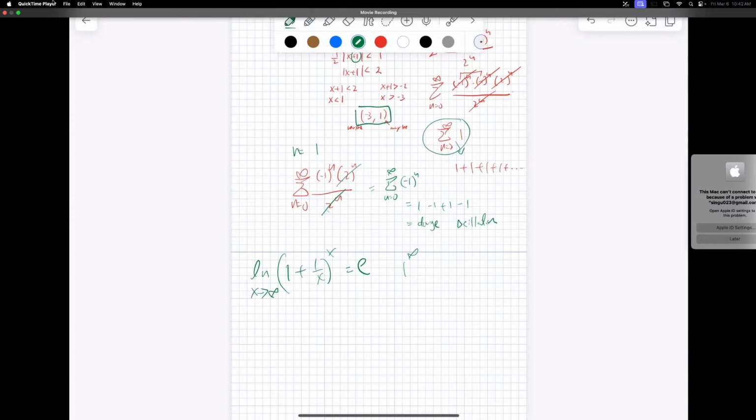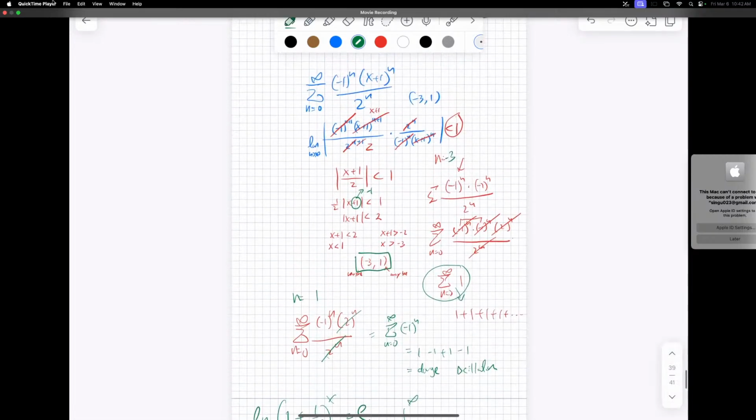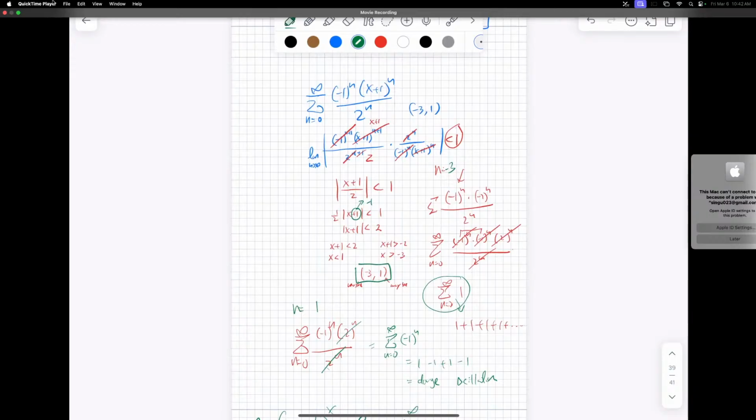Yes, Lena? I'm confused about how you only find the interval from -3 to 1. How will I do the endpoints? Am I supposed to plug -3 back into the original equation? Yeah, if you plug -3 in here, what happens? -3 plus 1 becomes -2, right? The -1 is right here, and the 2 to the n is right there. And now we just simplify it.